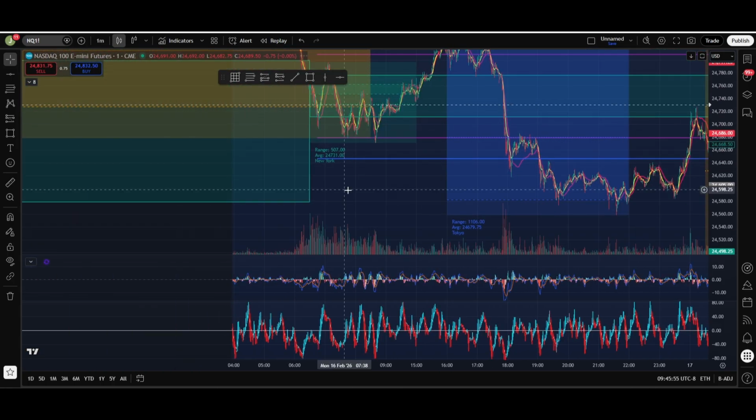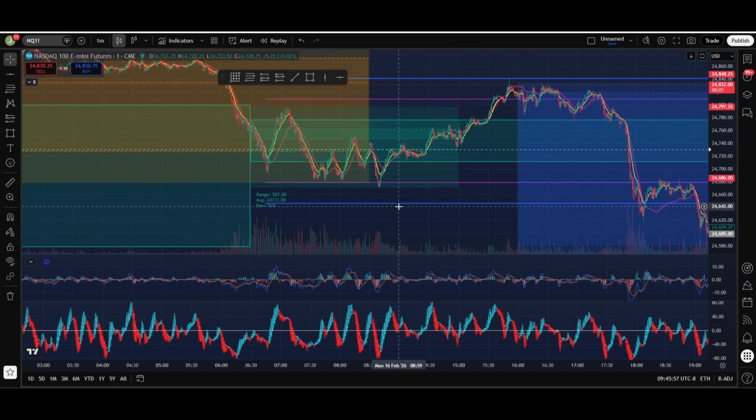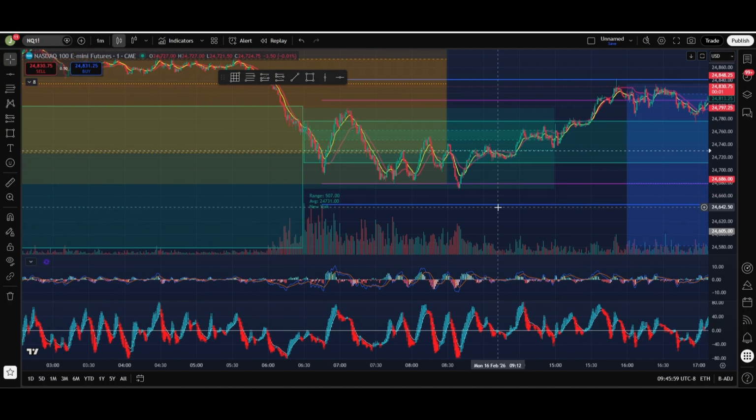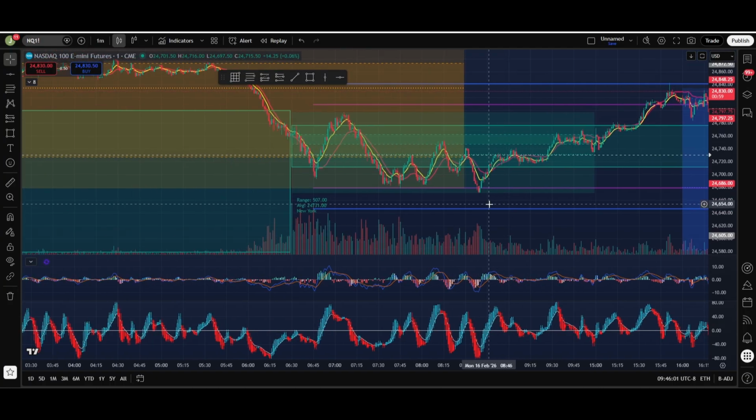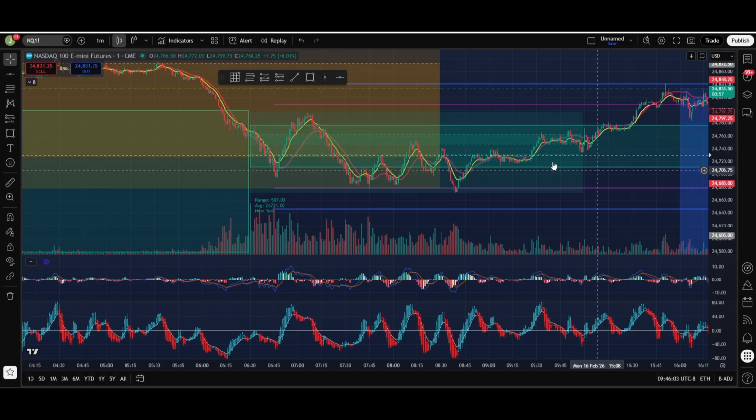Okay, so does this work on other markets? And are there days where it does not work? Yes. There are days when it's not going to be as clean as those previous examples that we just looked at.